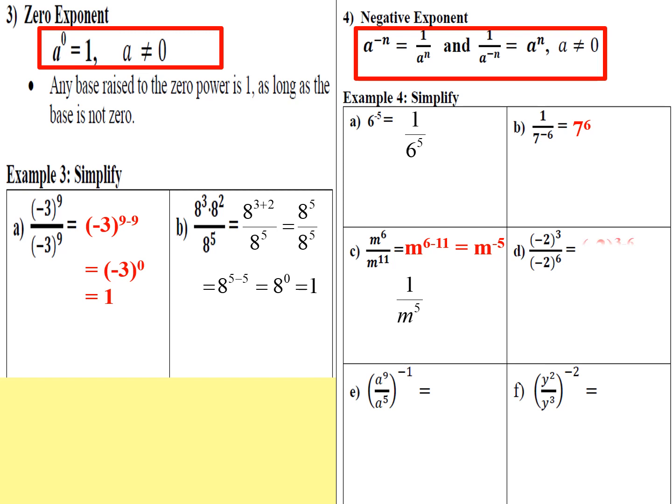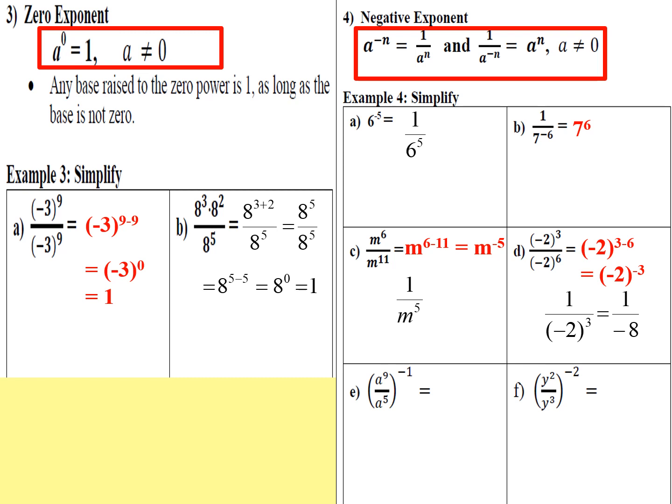Letter D. Negative 2 to the 3 divided by negative 2 to the 6 is negative 2 raised to 3 minus 6, which is equal to negative 2 to the negative 3, or 1 over negative 2 to the 3, which is 1 over negative 8.